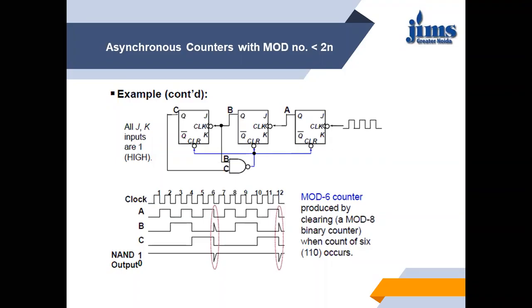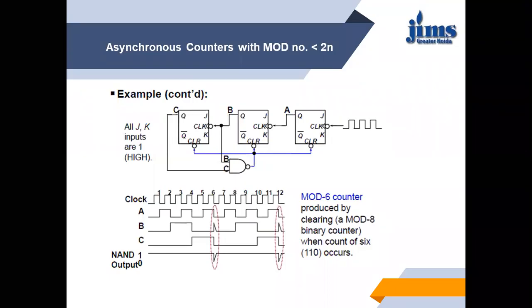State number 7 and 8 are missing. That means we can say that it is a mode 6 counter. A mode 6 counter clears the flip-flops after 6 states, and whenever the 7th state, that is 6, 110, occurs, it will clear all the flip-flops and the count will start from 0. The same happens again at the 12th state. Whenever the output is again 110, whenever both B and C go to 1, all the flip-flops will be cleared and the output of the flip-flops will be 000.